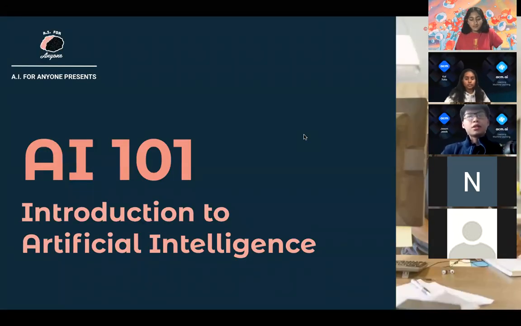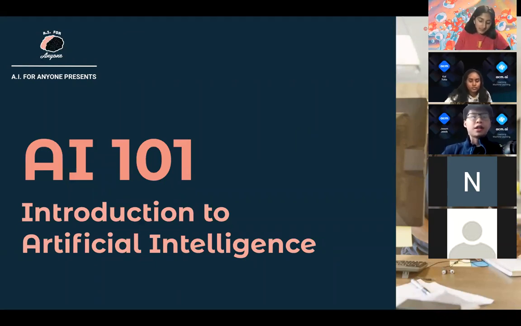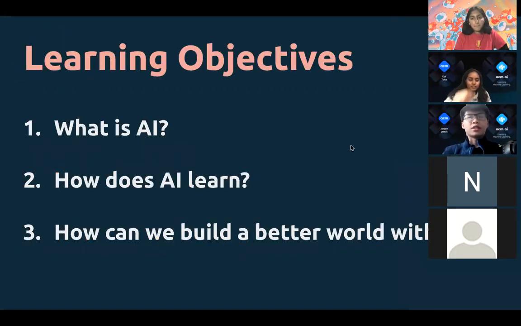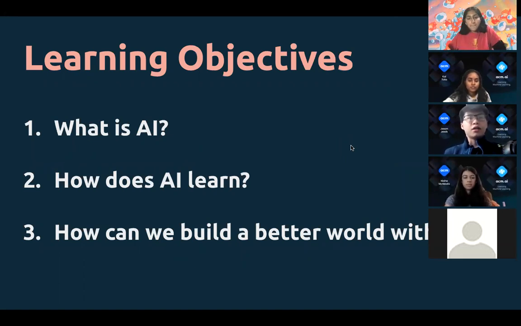Okay, so like I said, this is going to be an introduction to artificial intelligence, and I think that's just a really good place to start. If we want to start demystifying AI, we should first understand what it is we're talking about. We have three learning objectives: what is AI, how does AI learn, and how can we build a better world with AI?